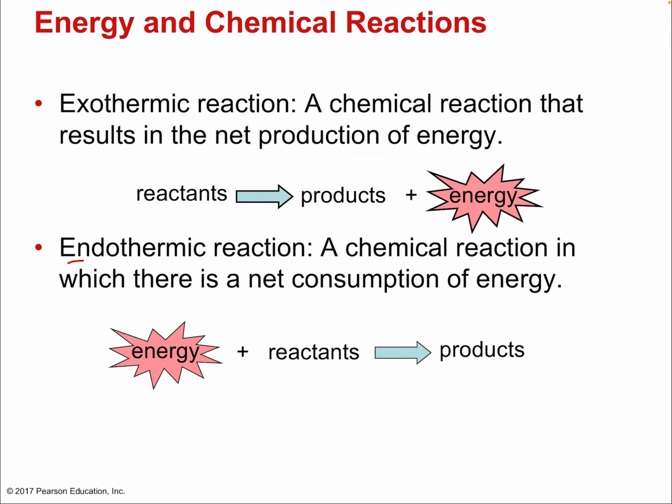On the other hand, an endothermic reaction is a chemical reaction in which there is a net consumption of energy. So that means that with the reactants and the products there's not enough energy for it to happen spontaneously, and we'll come back to the idea. So instead, we have to have energy to start with in order for the reaction to even take place at all.